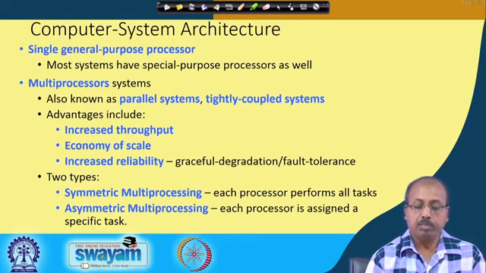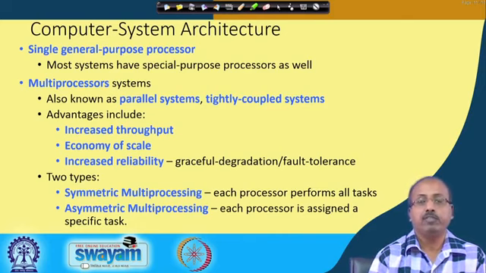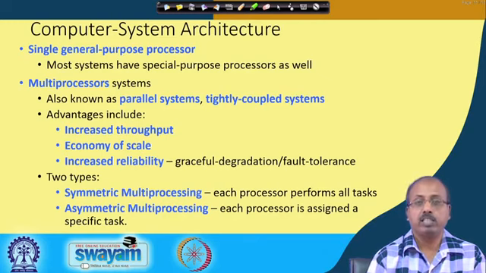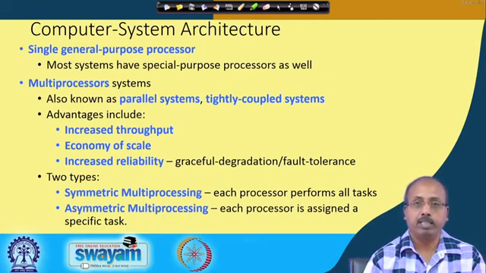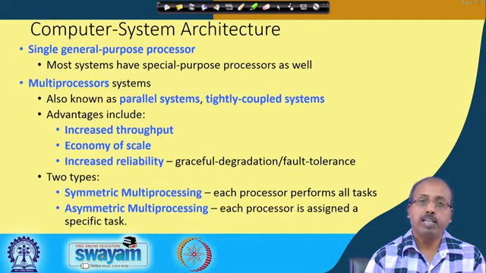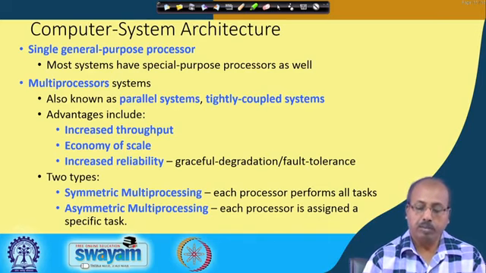Then the reliability can be improved. Either it does a graceful degradation or fault tolerance, since multiple processors are there. If one processor becomes faulty, the job that it was doing may be taken up by some other processor. Though the overall system throughput will become less, the system will not fail. Compared to a single general purpose processor, where if that processor fails, the entire system fails. So, in a multiprocessor system, we have graceful degradation or fault tolerance.